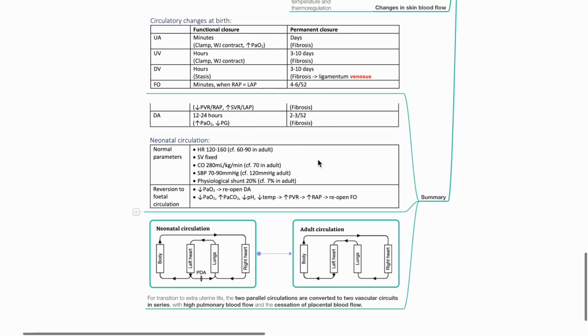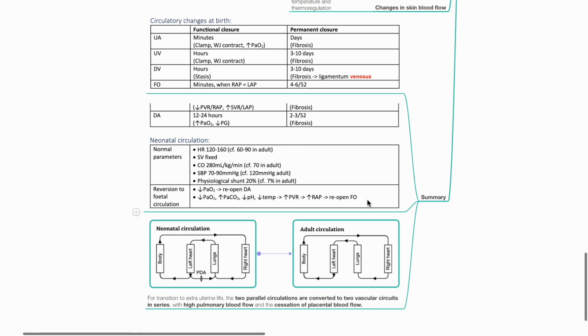Normal parameters for neonatal circulation: heart rate 120 to 160 beats per minute, compared with 60 to 90 beats per minute in the adult. Stroke volume is fixed. Cardiac output is 280 mL per kg per minute, compared to 70 mL per kg per minute in the adult. Systolic blood pressure is 70 to 90 mmHg, compared to 120 mmHg in the adult. Physiological shunt is 20% in the neonate, compared to 7% in the adult.